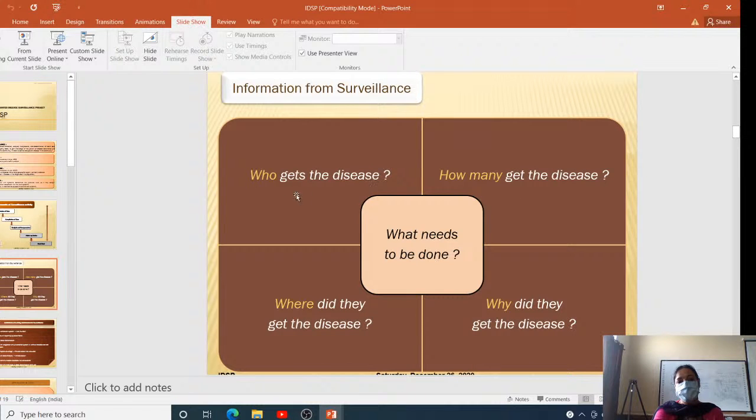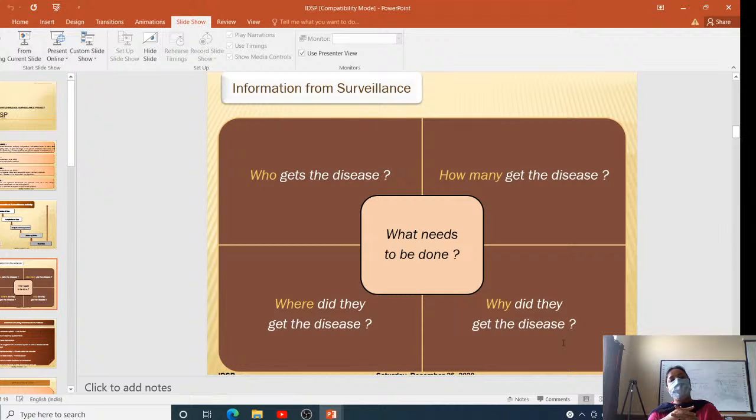So who gets the disease? We describe the population in detail. How many got the disease? We put the numbers against everything. Where did they get the disease? You can describe the geographic location where the disease is prevalent, whether it is an urban disease, a rural disease, or localized to a certain geographical area, let's say South India or North India. So where tries to answer all these questions, and you try to localize where the disease is prevalent. And finally, why did they get the disease tries to answer what went wrong.